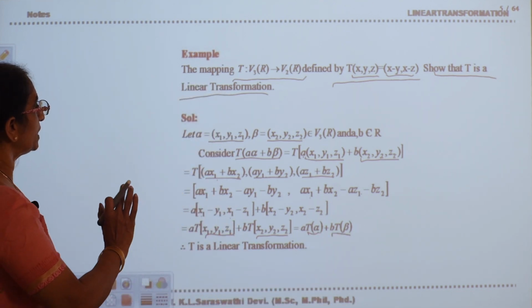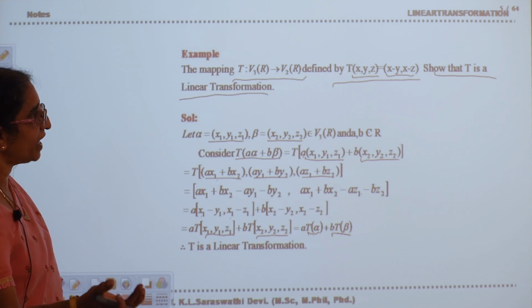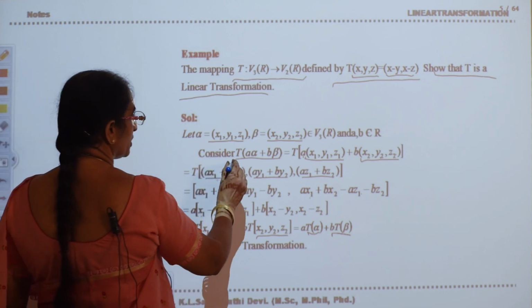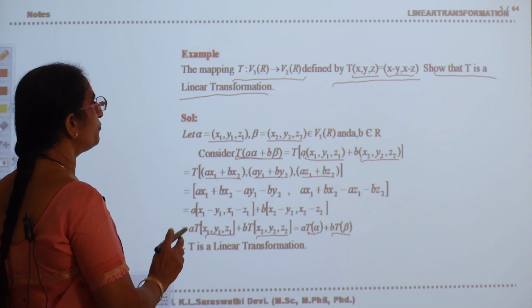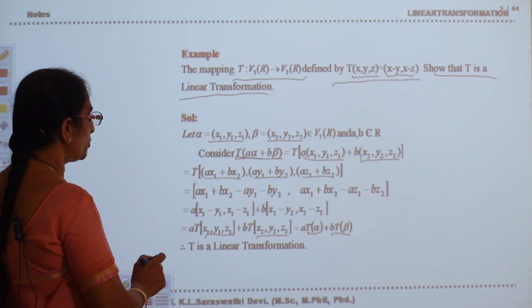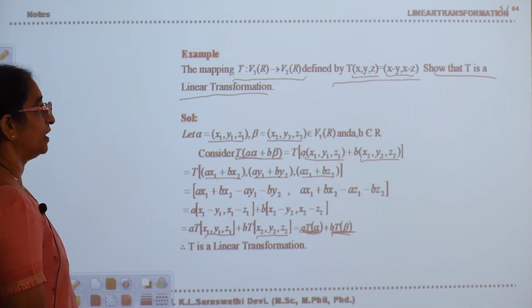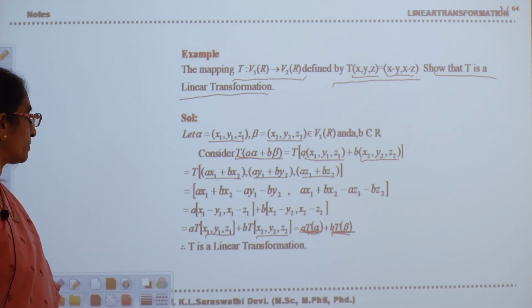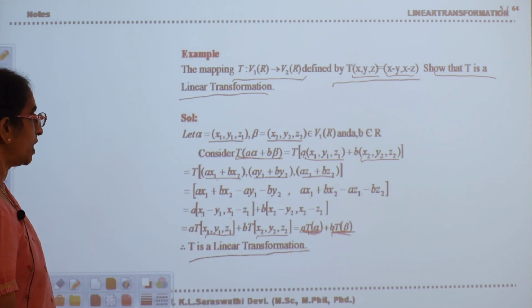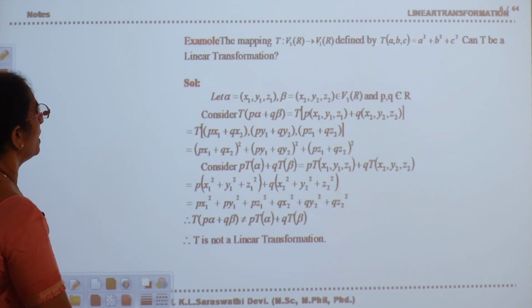If T is a mapping from V3 to V2, T of (x, y, z) is defined as (x minus y, x minus z), then you are able to say that T of (a alpha plus b beta), for any alpha, beta belonging to V3, a, b belonging to R, you are able to show that it equals a into T of alpha plus b into T of beta. Therefore, by the definition of linear transformation, the given T is a linear transformation. Is it okay? Now see the next example.